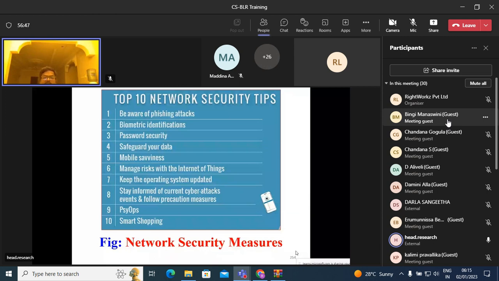Manage risks with the Internet of Things. You need to measure and manage what type of IoT devices you have connected to the internet. Then keep the operating system updated every month or every 6 months. You can check whether your operating system is updated or not. Then stay informed of current cyber attacks and events, and follow precautionary measures, the network security measures, tools and techniques.